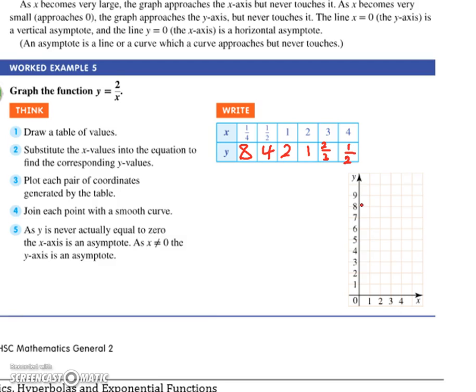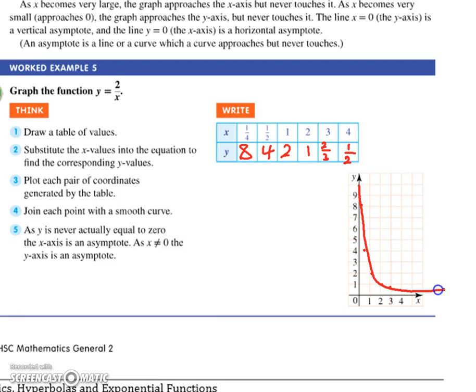Then at a half, we're at 4. So notice how we haven't even hit 1. Then at 1, we're at 2. Then at 2, we're at 1. Then at 3, we're at 2/3. Then at 4, we're at a half. And we could keep on going. But you look at that, and there's your curve. It's never going to reach 0.